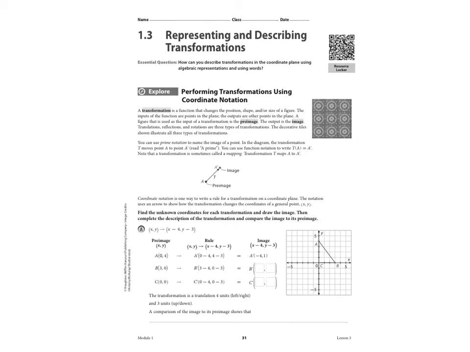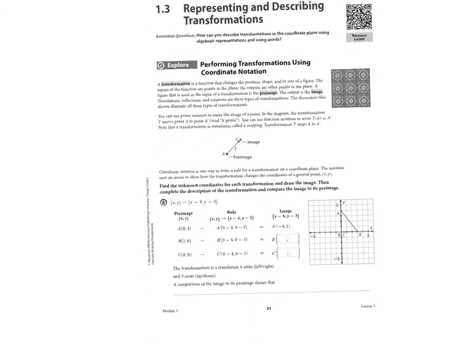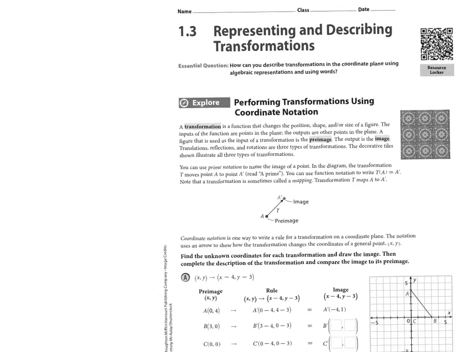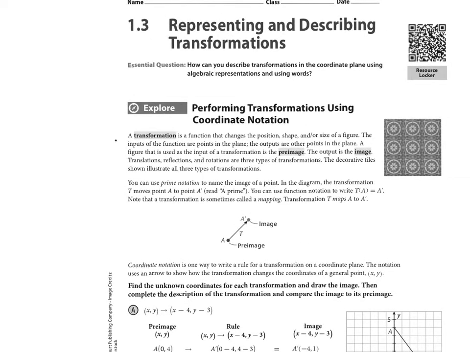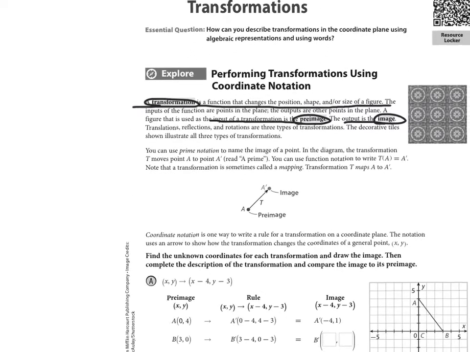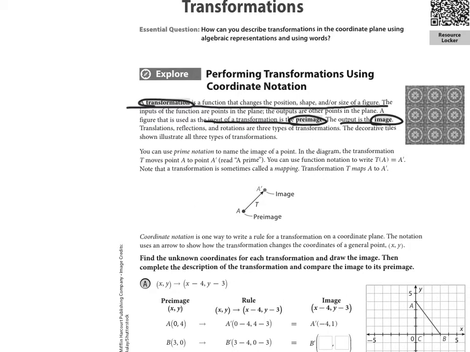Okay, so we're going to start talking about transformations, and this is 1.3. It's an introduction to them, and it's on page 31. A transformation is a function that changes the position, shape, and/or size of a figure. The input of a transformation is the preimage, and the output is the image. And those are all vocabulary words, by the way. You can use prime notation to name the image. See here, we have our point A, and then we move it, we call it A prime.